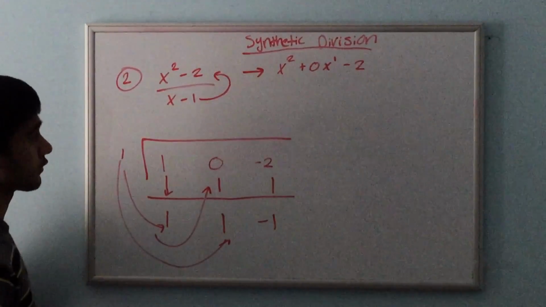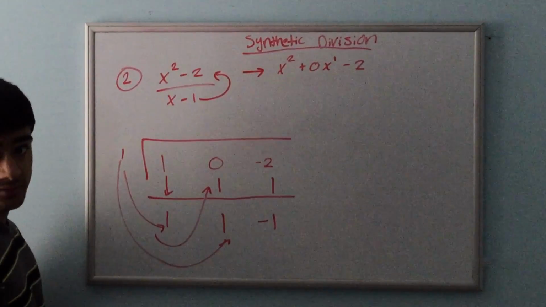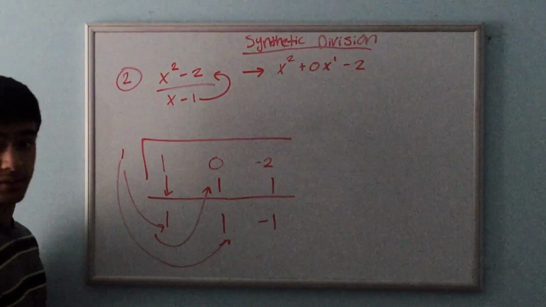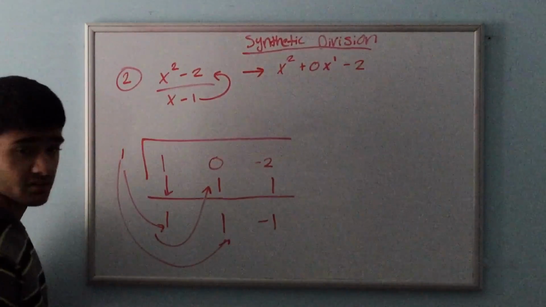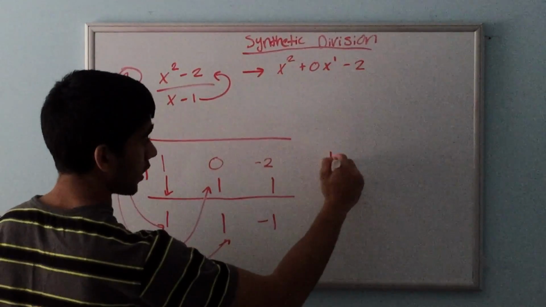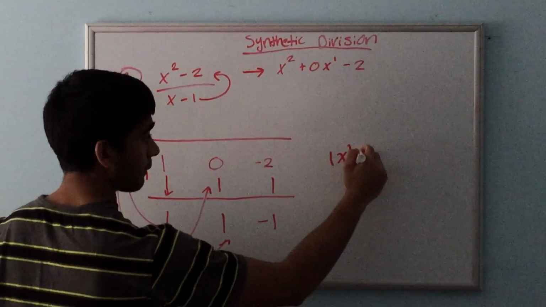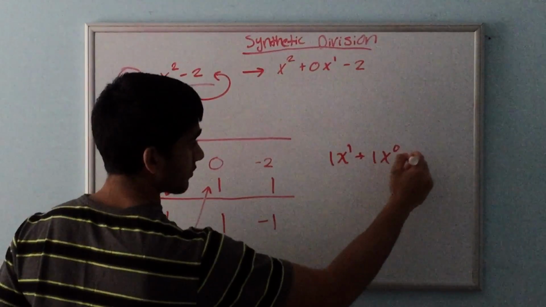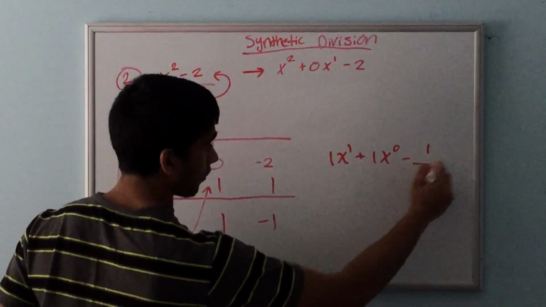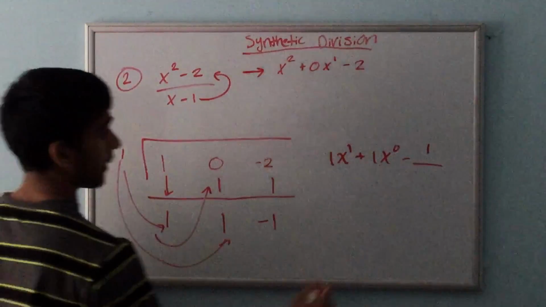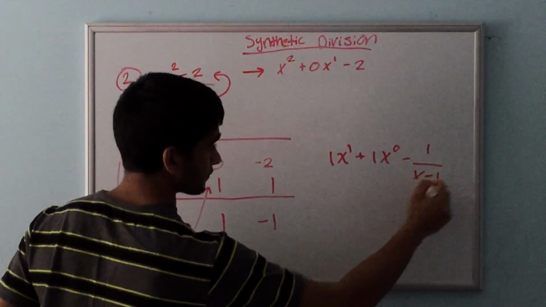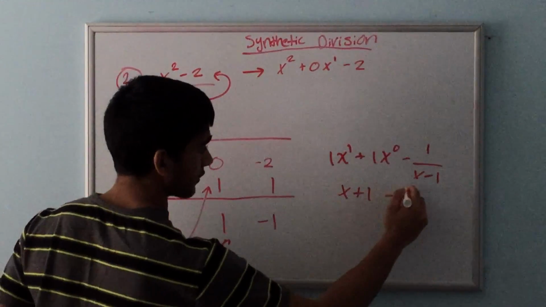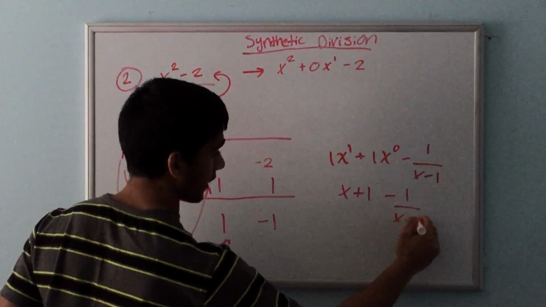If we divide x squared by x, we get x. That means that this has to be the coefficient of x, that has to be a constant, and that has to be the remainder. So the answer is 1x to the first plus 1x to the 0th power minus, remember, it's always the remainder, over what we divided by, x minus 1. Simplifying this out, we get x plus 1 minus 1 over x minus 1.